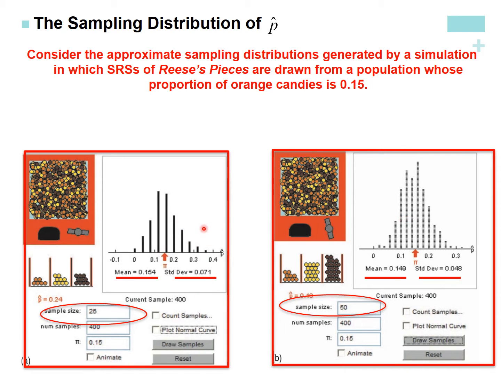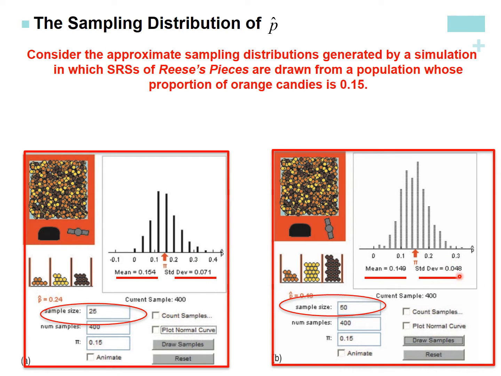The only difference between these two graphs is that each of these proportions came from a sample of 25, and each of these proportions came from a sample of 50 instead of 25. All right, let's take a look at the mean and standard deviation. Well, the mean is 0.149, closer to our population. Our standard deviation is 0.048 versus over here 0.071.